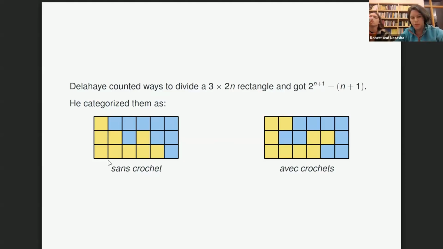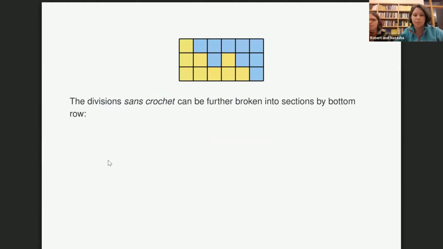So these are the two categories. Let's look at them one at a time. We'll start with sans crochet. Sans crochet, he categorized by looking at the bottom row.